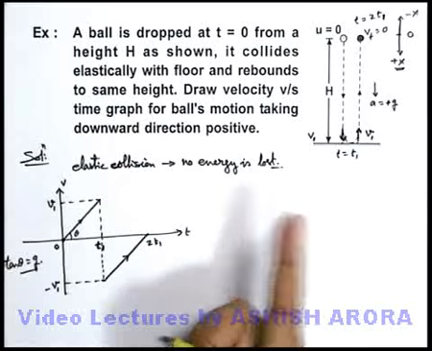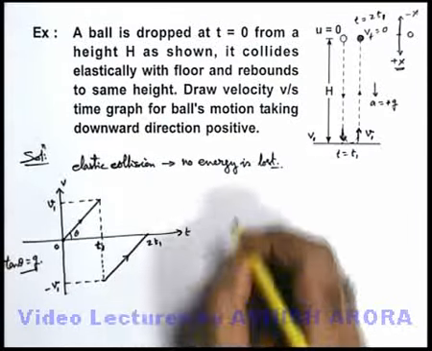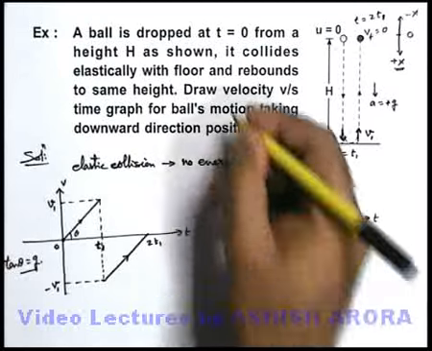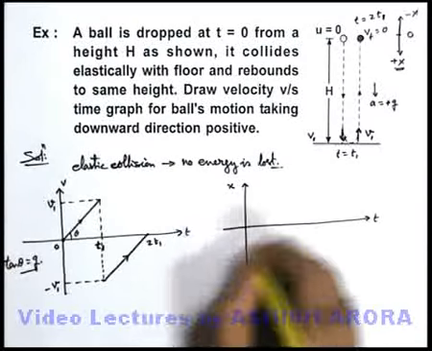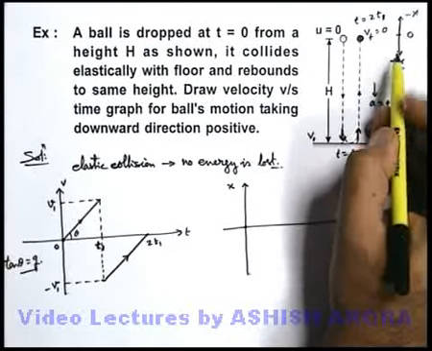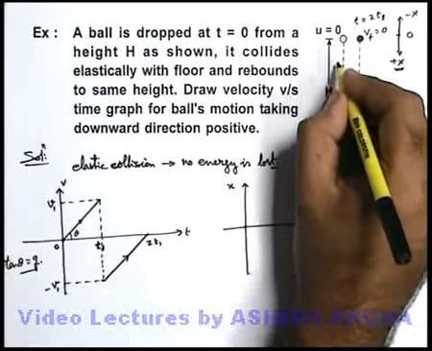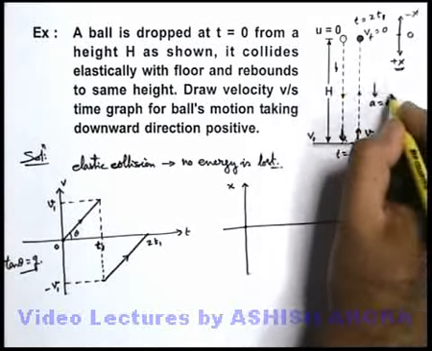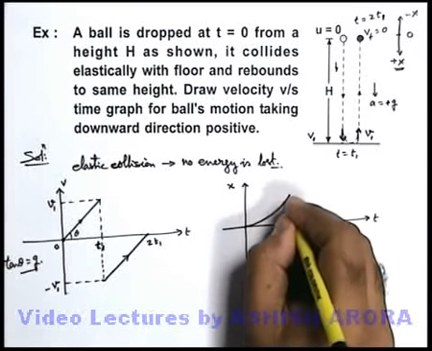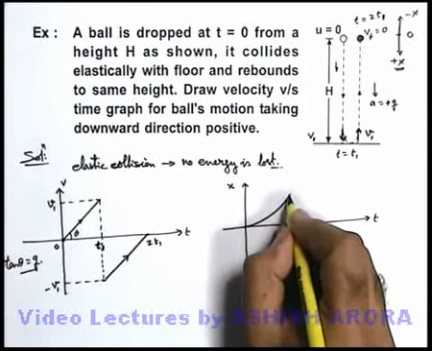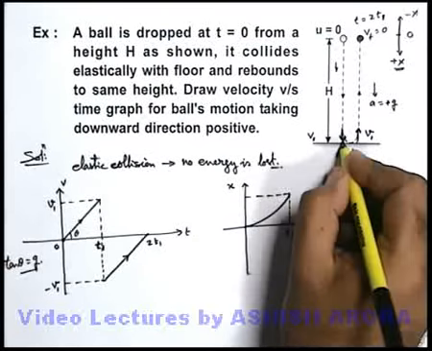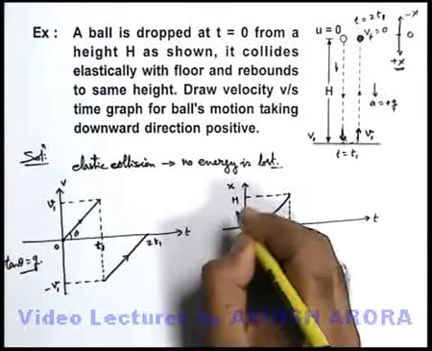It is not asked in the question, but if we wish we can easily draw the displacement time graph also for the same motion. Let us draw it. If we draw the displacement time graph, we can take downward direction positive. So during downward motion we can see velocity is positive as well as acceleration is positive. So we'll draw the graph like this, which corresponds to positive velocity and positive acceleration. And at time t1 it will strike the ground, which is at a position h.